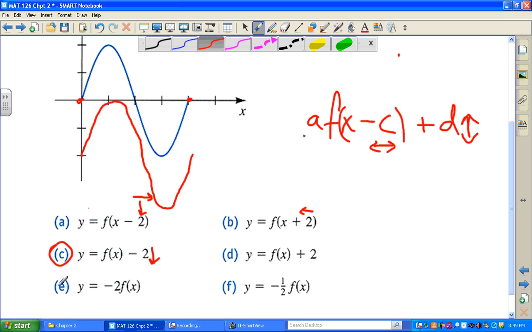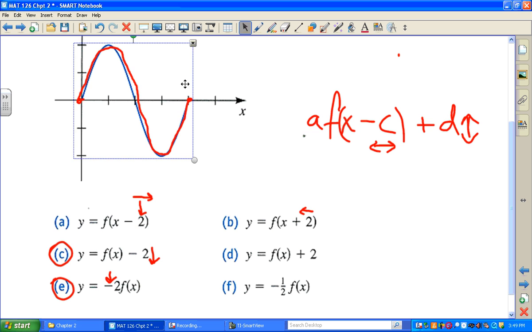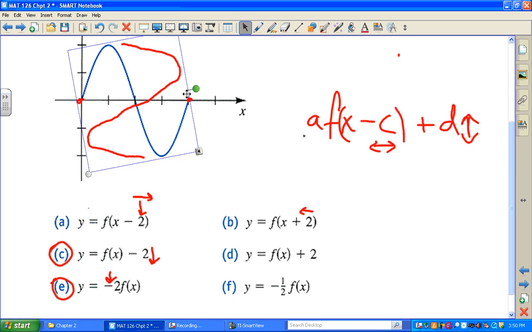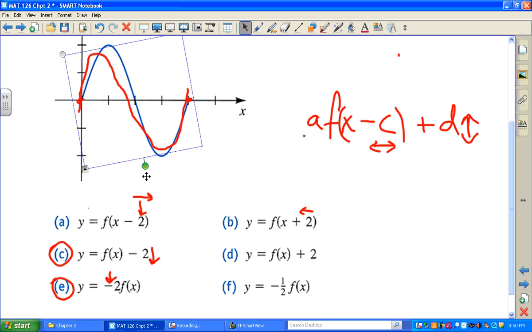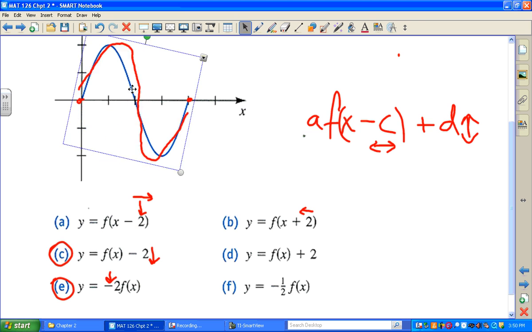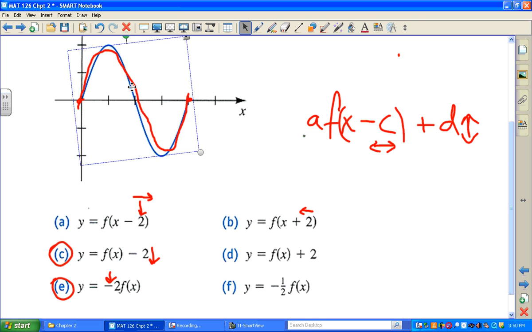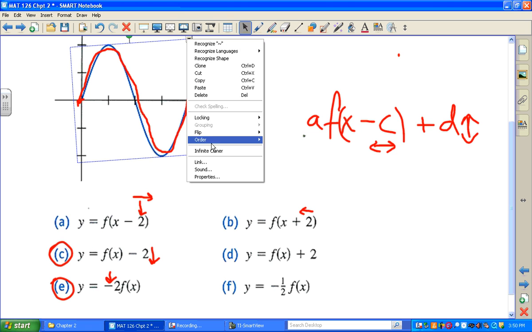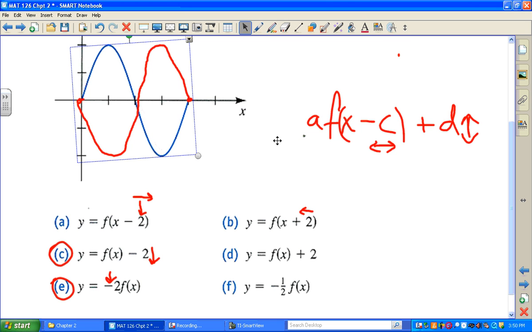Ooh, a negative in E. A negative does what to the graph? Yeah, it flips it. Wait a minute. Did I go all the way around? Oh, I need to flip it, not rotate it. Just a minute. Flip it up and down. There we go. So I flipped it.